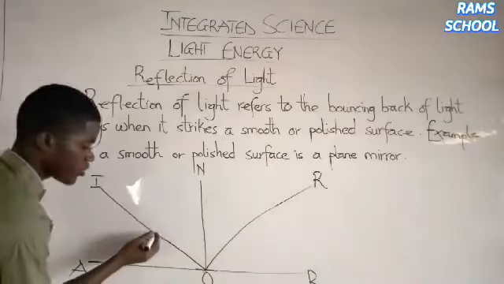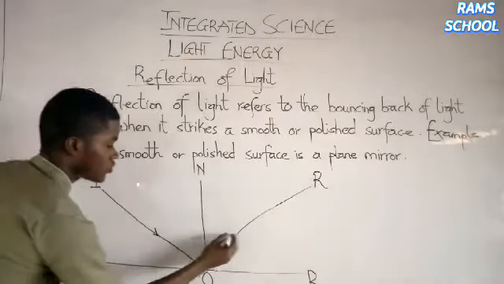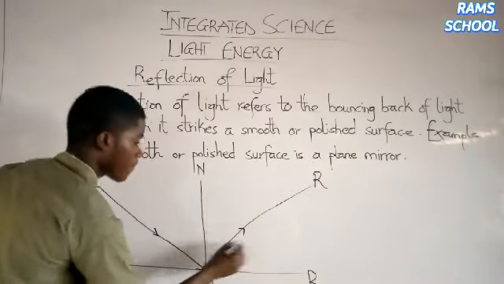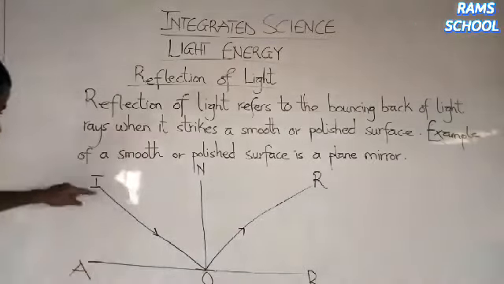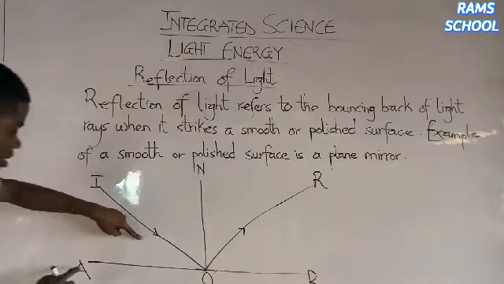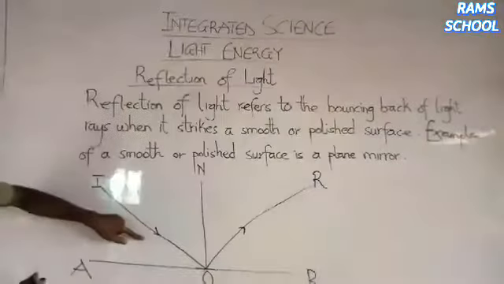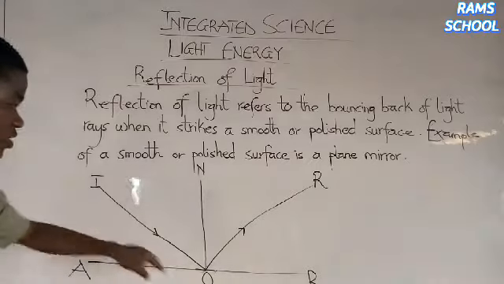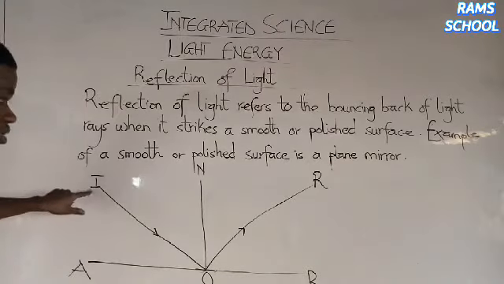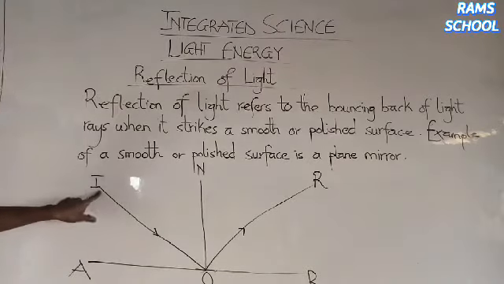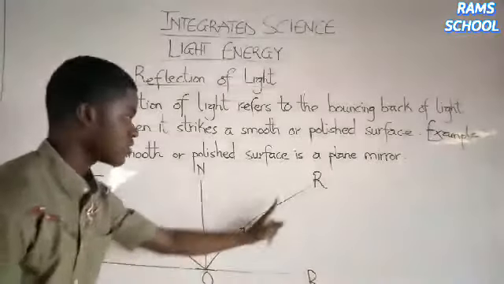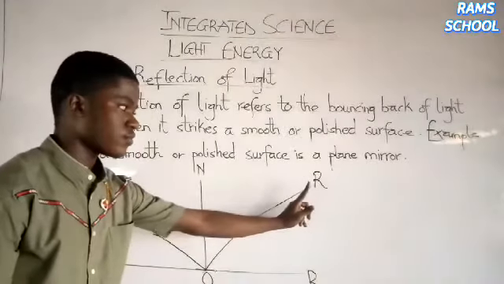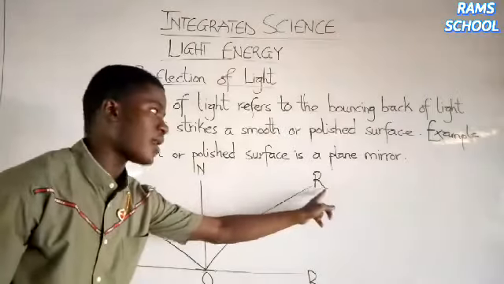We will indicate it with some arrows. The light ray will hit the surface. This AB is the plane surface. The light ray which hits the surface is termed the incident ray, which is indicated by the letter I, and then it reflects or bounces off, which is indicated by the letter R.